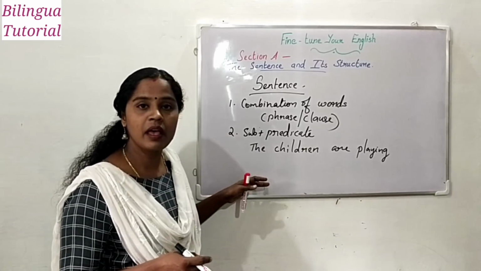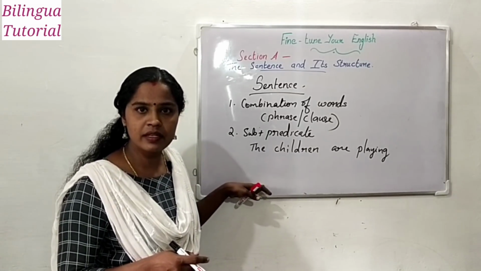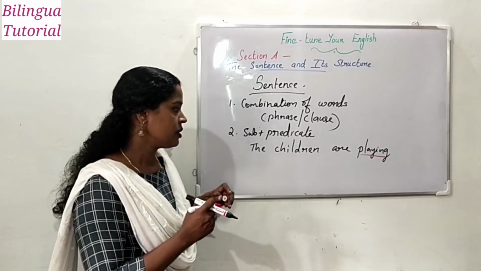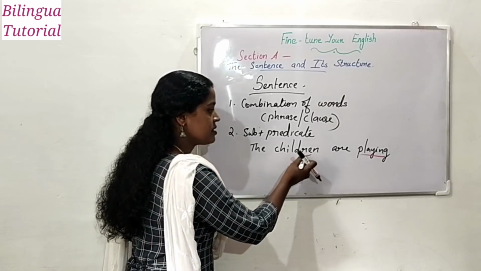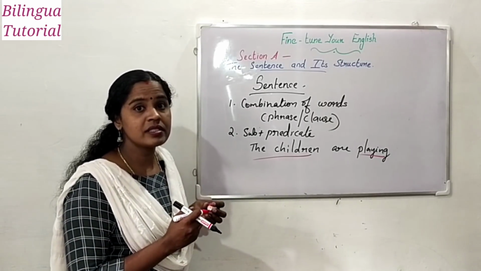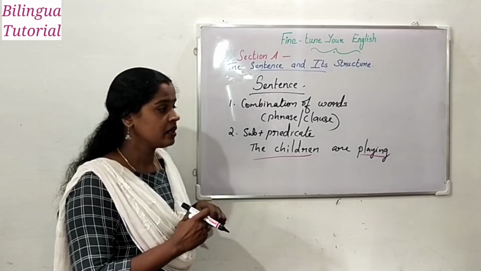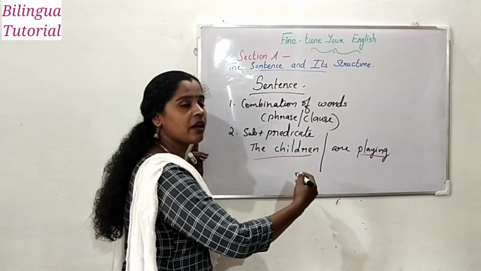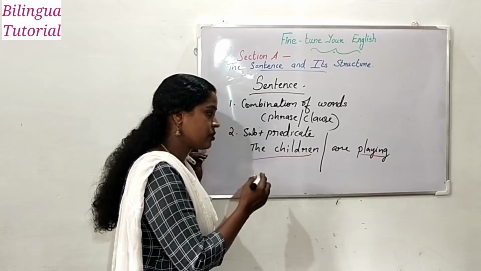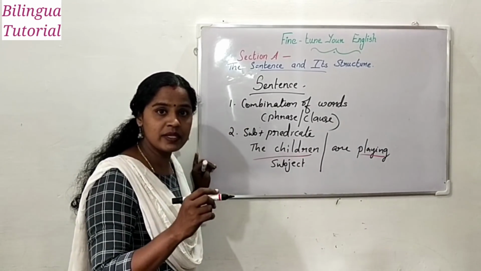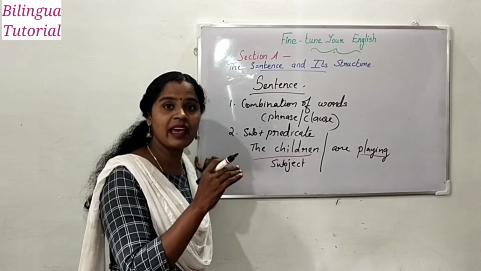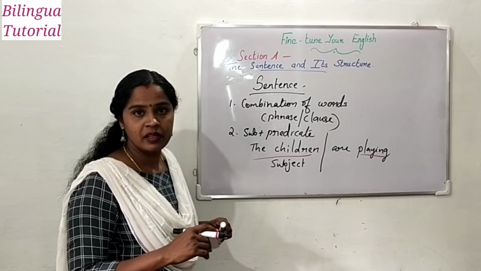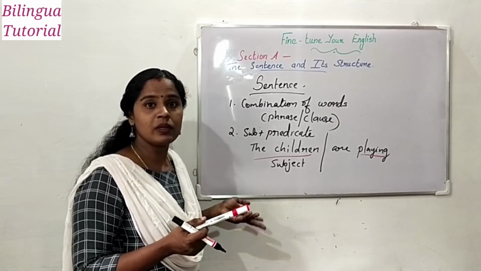See, who is playing? What is the action in the sentence? Action, playing. Who is playing? The children. So the children are playing. So I am dividing it from here. The children, are playing. Who is playing? Children. To a sentence, if we ask the question who or what has done the action, if we get an answer, that is the subject.